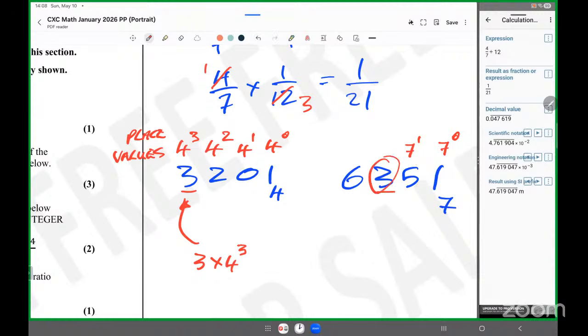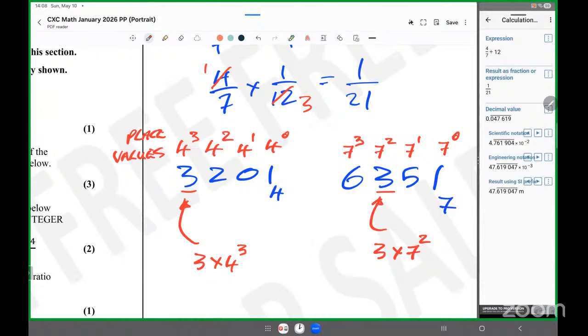This 3 is in the 7 squared position. So the value of this 3 is 3 times 7 squared. And if I wanted, this place value is 7 cubed, so the value of this 6 will be 6 times 7 cubed. We're not interested in that. We're only interested in this value right here. That value is really 3 times 7 squared. That's the value of that 3.